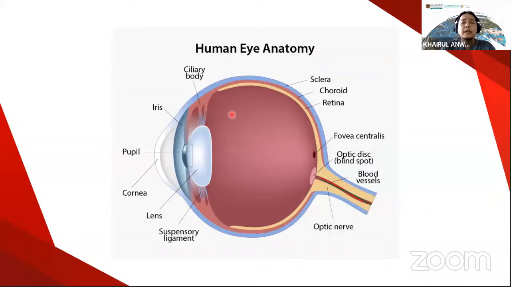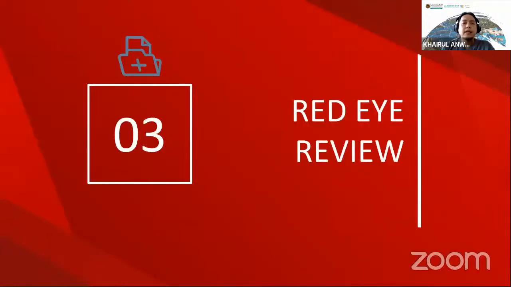And then behind the lens, we have the vitreous chamber over here. And peripheral to it is the retina, which converts the light energy to electrical energy to be sent to the brain as impulses through the optic nerve to process and recognize. And then we have the fovea centralis, which is the most important part of the retina for seeing. Okay, so that is basically the basic anatomy of the eye. And then we have to look at the red eye.